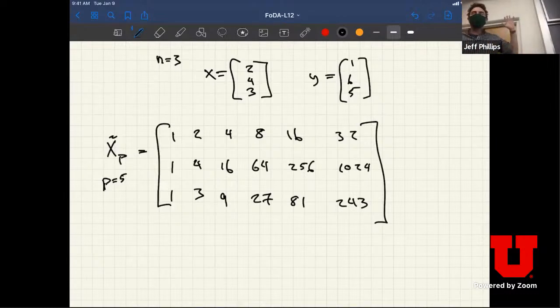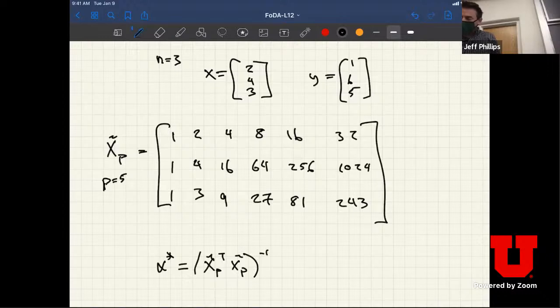Once I've done this, I just plug it into this expression. Again, alpha star, just so you see it one more time: Xp tilde transpose, Xp tilde, this quantity inverse, Xp tilde transpose y, right? That's my solution. I'm not going to write out the answer for that. Once I have it, I can just plug it in here. Okay, let's go see how to do this in Python.